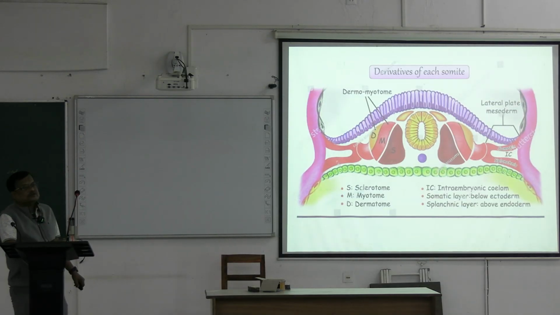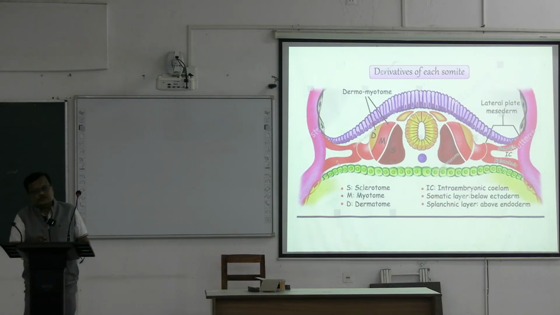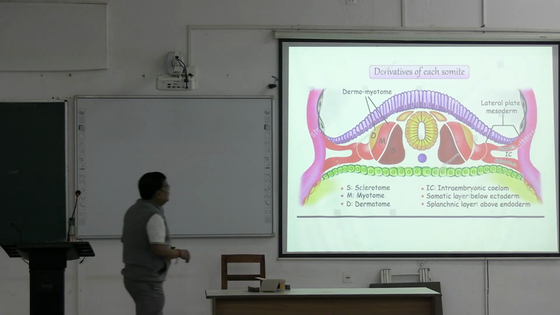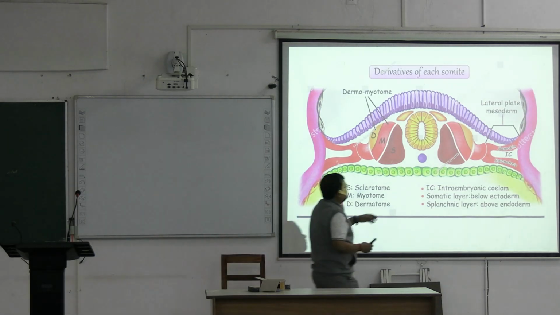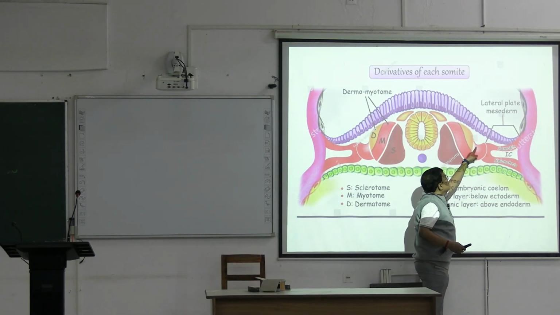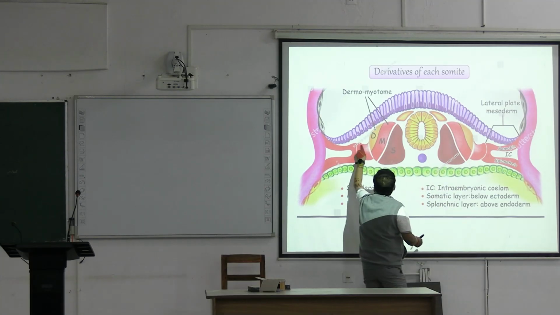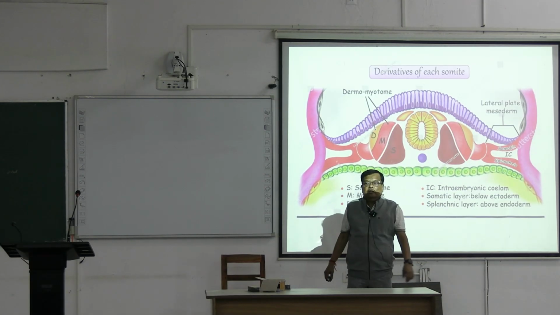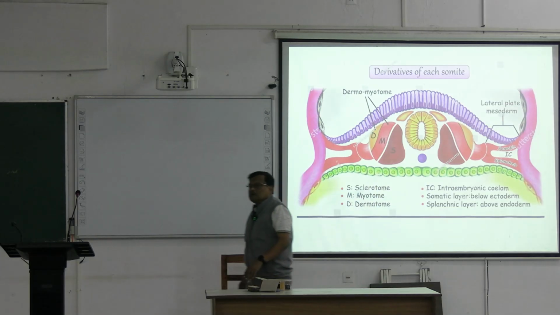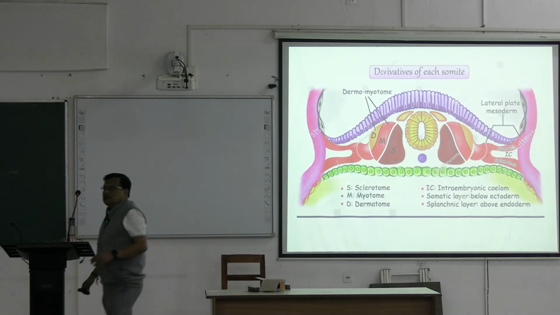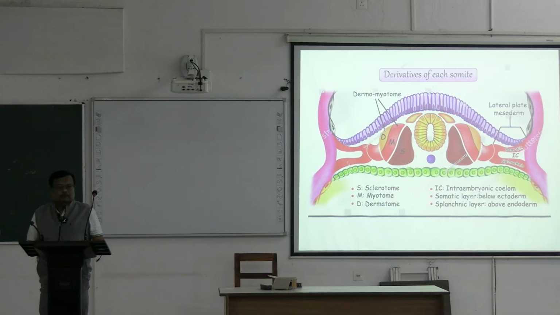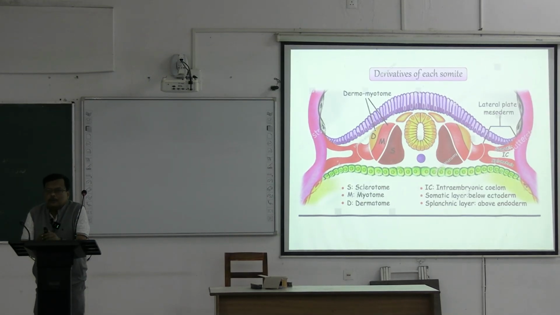Next is the intermediate cell mass. Here only 1 or 2 lines. Details will be in your special embryology classes. From the intermediate cell mesoderm, part of the urinary system and the ducts of the genital system develop.